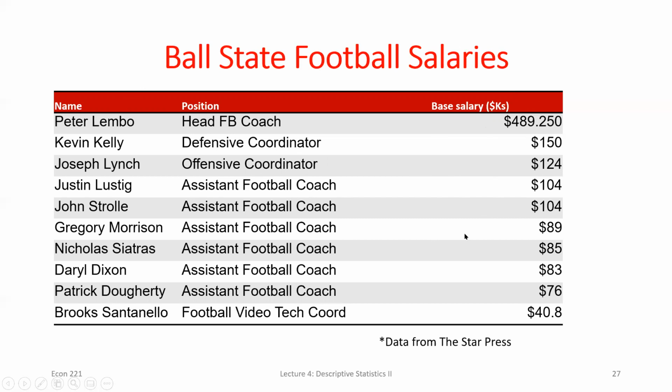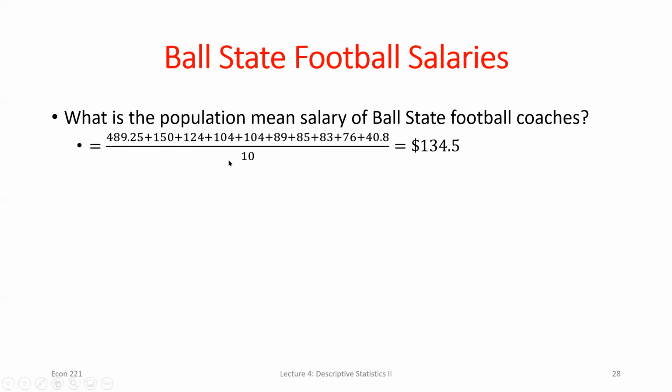So how would I find the variance in coaching salaries for this data set? Well, if I'm going to calculate the variance, I need to know the deviations from the mean. So I have to figure out what the mean is, right? So how do I find the mean? Just add all these salaries up and divide by the number of observations. So here I think I've got 10 coaches. I add these all up, divide by 10. Okay. So 134,000 is approximately the mean here.